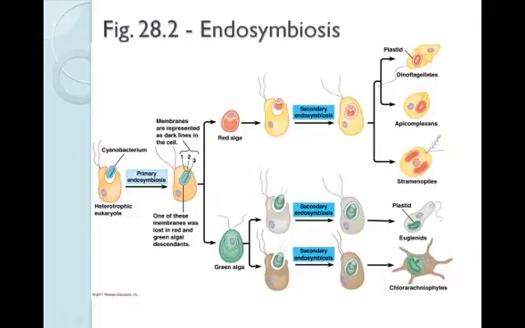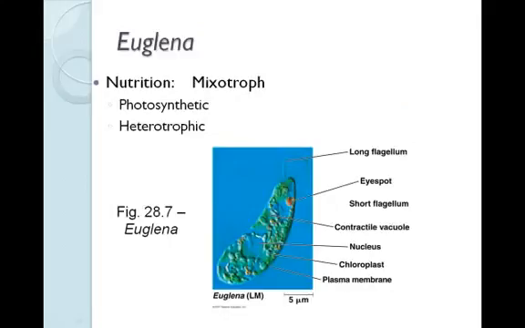In other cases, the early photosynthetic organisms were engulfed by other heterotrophs to give rise to the diversity of protists that we see today. Now let's look at a few examples of protists. The flagellated protist Euglena is an example of an organism that is both photosynthetic and heterotrophic. Euglena has chloroplasts, making it a photosynthetic autotroph, and it can use organic carbon for energy, making it a heterotroph.